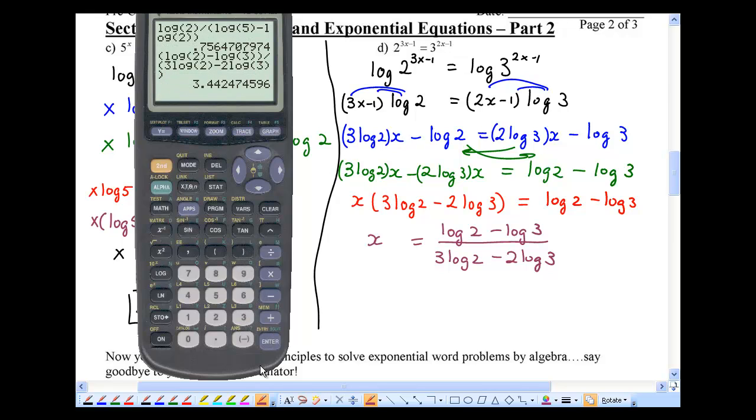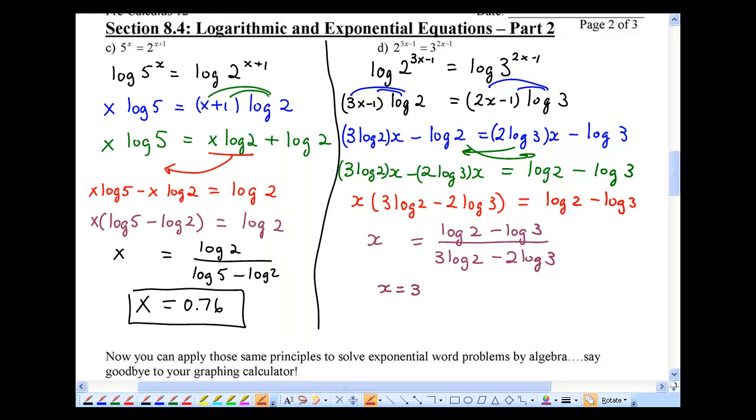Okay. Alright, ladies and gents, 3.44 is the answer. Hope you got that.